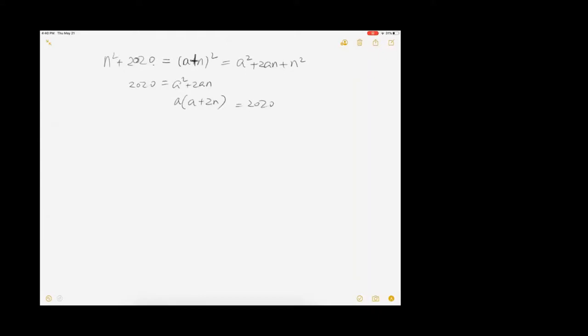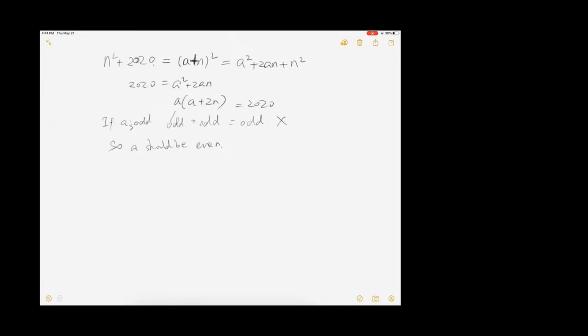And you see that if a is odd, then a plus 2n would be odd, since 2n is even no matter what, so it would be odd times odd, which equals odd, but 2020 is even, so this won't work. So a must be even, and a plus 2n will also be even.